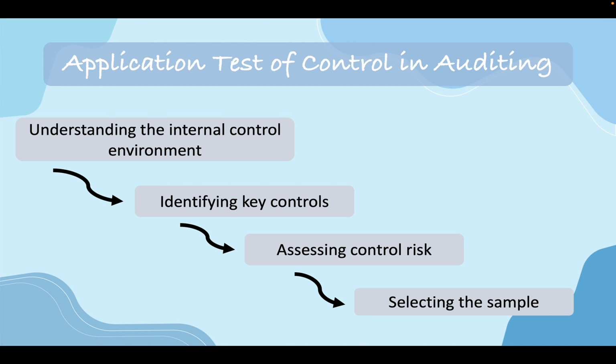The third one, assessing control risk. Auditors assess the control risk associated with the key controls. Control risk is the risk that the internal control will not prevent or detect a material misstatement. If control risk is assessed as low, auditors may rely more on the control and perform fewer substantive procedures. The fourth one, selecting the sample. Auditors determine the sample size and select specific transactions or items for testing. The sample should be representative and statistically significant.